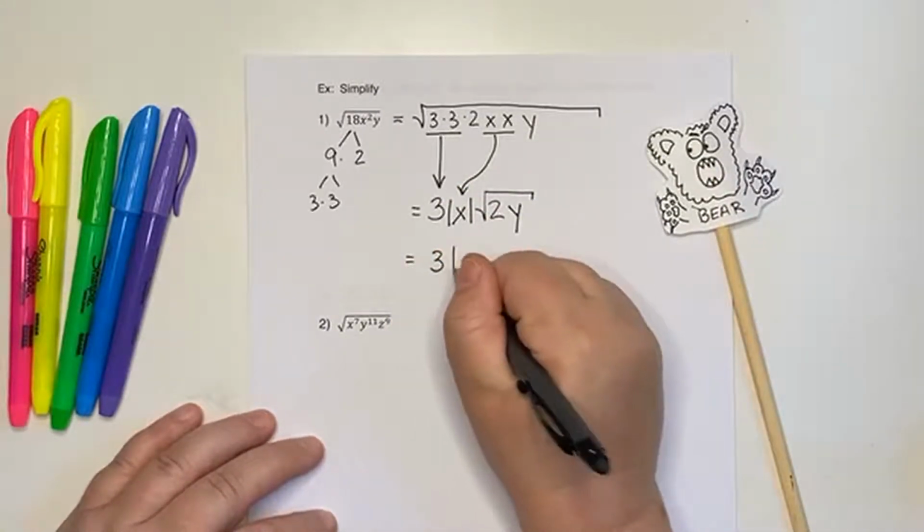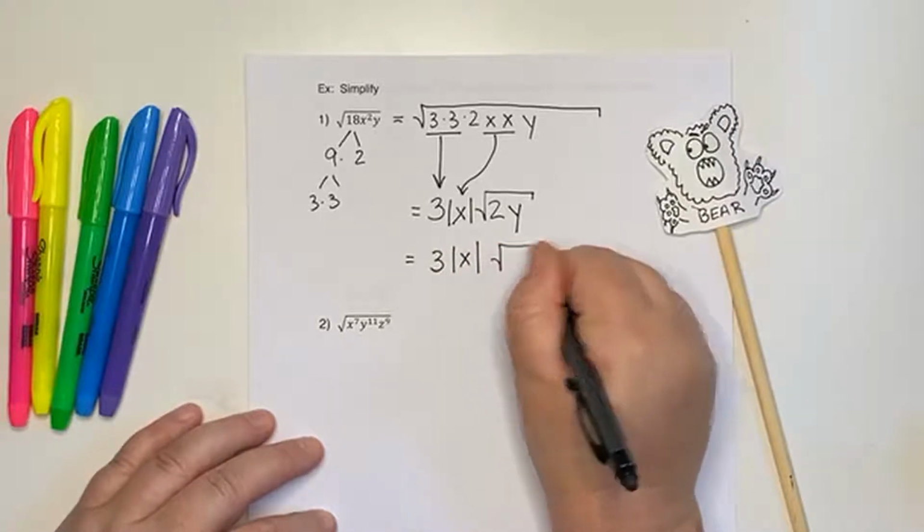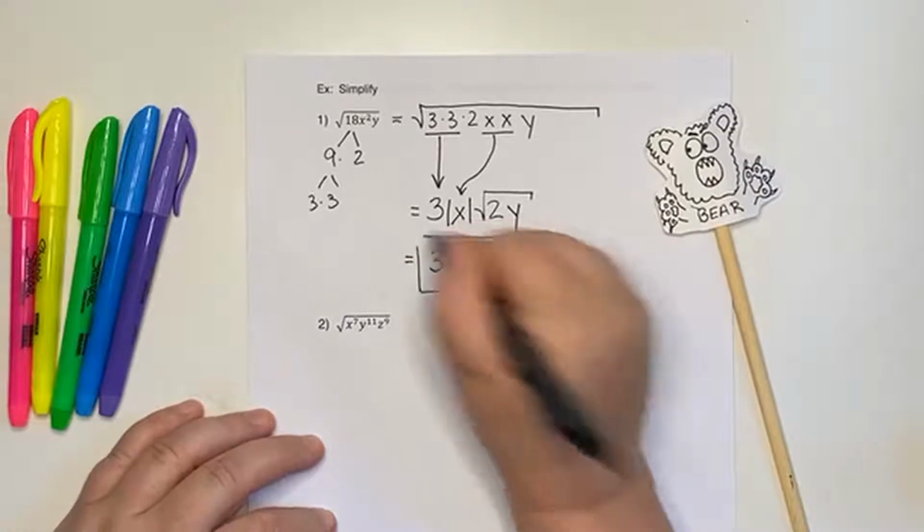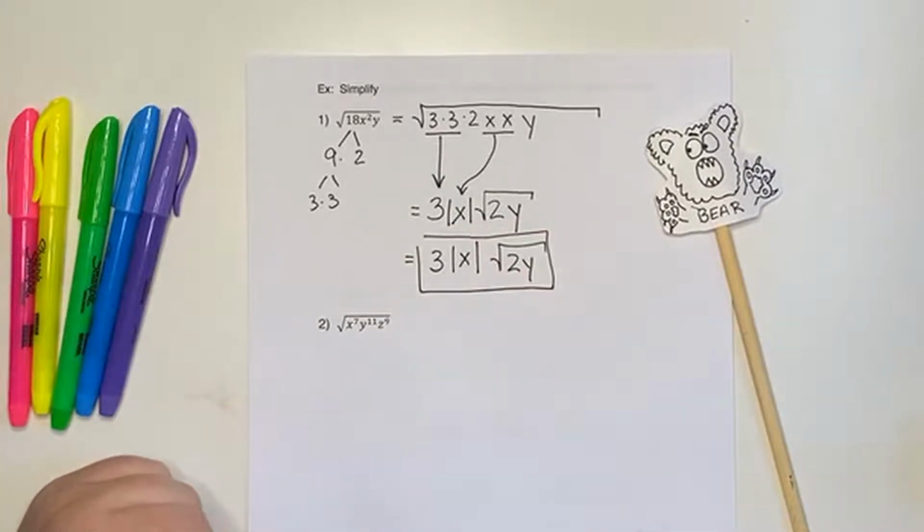So we get 3 times the absolute value of X times the square root of 2Y. I know, it's not pretty, but it's true. Okay, let's do another one.